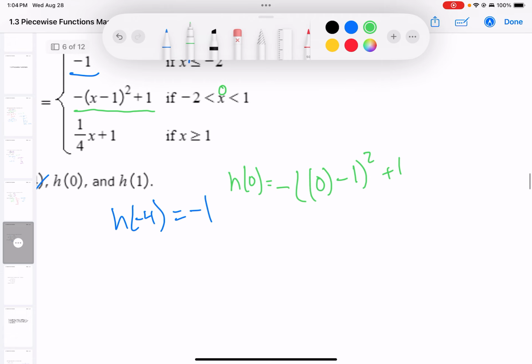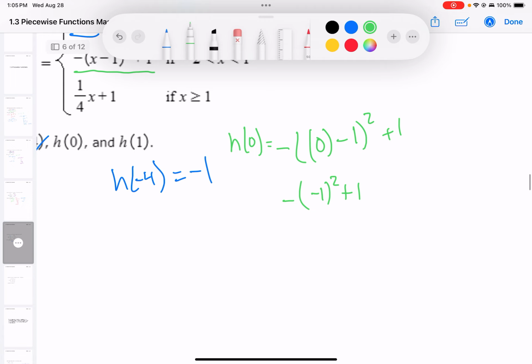Okay, that's just our function. So we got negative, and then 0 minus 1 is -1, squared, plus 1. And then we're going to square this, so that negative is still there. -1 squared is 1, and then -1 plus 1 is 0. So h of 0 is 0.